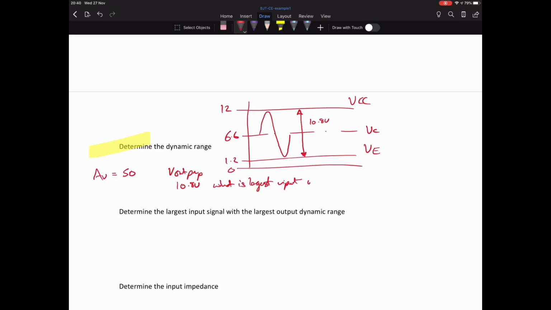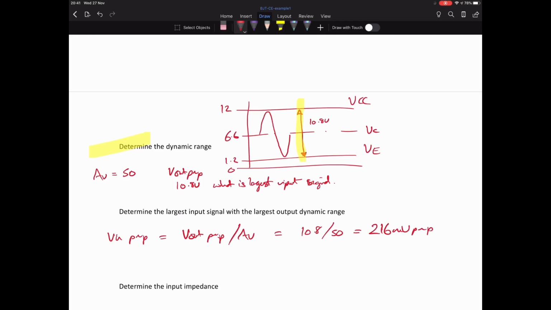And that's the largest. What is the largest input signal that we can have that will then give us the largest output signal at 10.8 volts? So effectively what we're doing here is the next line on this question. We're trying to determine the largest input signal. So V in peak to peak is equal to V out peak to peak divided by AV. So if we've got 10.8 volts divided by 50, we end up with our peak to peak input signal of 216 millivolts.